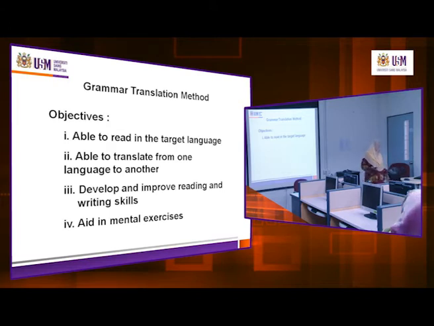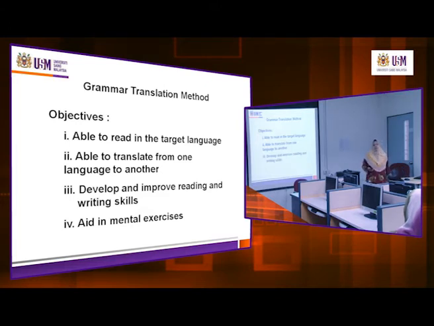Okay, able to read in the target language, meaning that once you have gone through the direct method, which is speaking, the next step is to read fluently in the target language. You can speak fluently. Now, through GTM, students are hoped to be able to read in the target language. Able to translate. Remember, in the direct method, you cannot translate, isn't it? You have to think even in the target language. There's no other language allowed in the class. It's just the target language. But in this method, you are allowed to translate. Able to translate from one language to another. So you can use your own mother tongue and translate it into the target language. It's allowed.